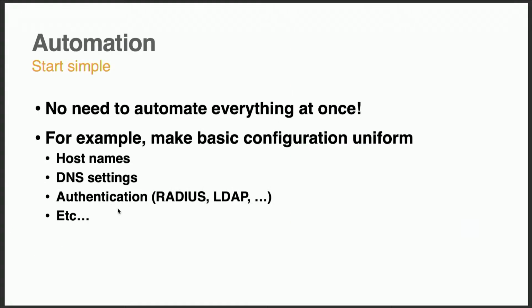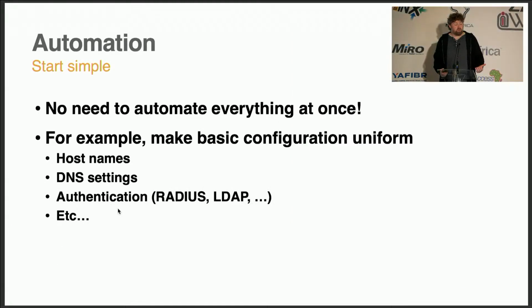So this is the basic advice I give people when we're talking about automation. You don't need to do everything all at once, but it can be really useful to make basic things consistent, like make sure all the host names are set correctly, DNS settings are correct, you use the right RADIUS or LDAP server, like all the basic small things that you just want the same everywhere. Those are really easy targets for automation. So that's usually how it starts.